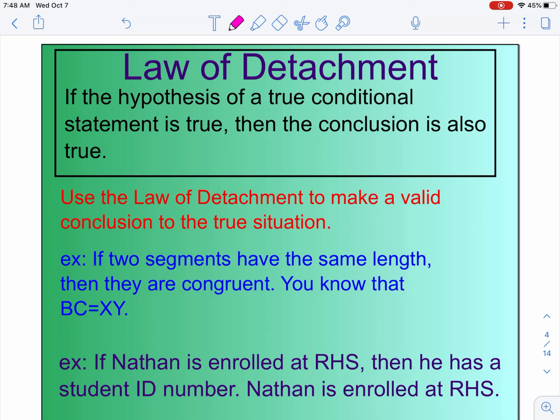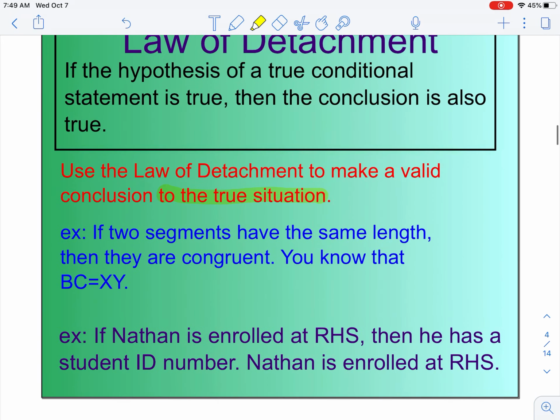If the hypothesis of a true conditional statement is true, then the conclusion is also true. So I'll show you some examples here. Use the law of detachment to make a valid conclusion to the true situation. This is kind of the key here. It has to already be a true situation. So if two segments have the same length, then they are congruent. We know that that is true by definition.